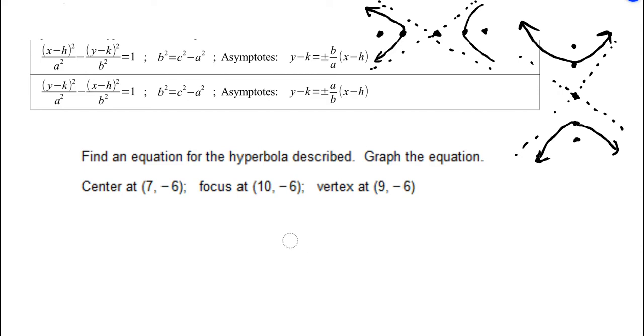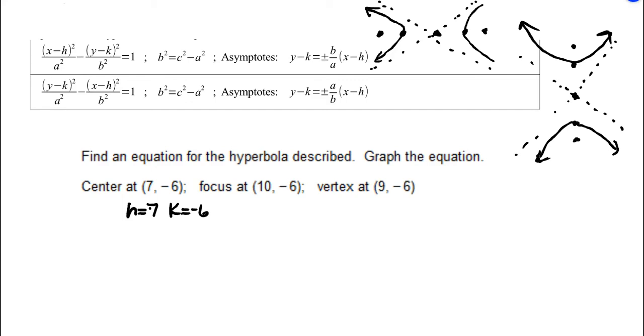So for this example, we're given that we have a center at (7, -6). That tells me that h is 7 and k is -6. We have a focus at (10, -6) and a vertex at (9, -6). I'm going to start to put these points on a picture to help me understand whether this hyperbola has a vertical orientation or a horizontal orientation.